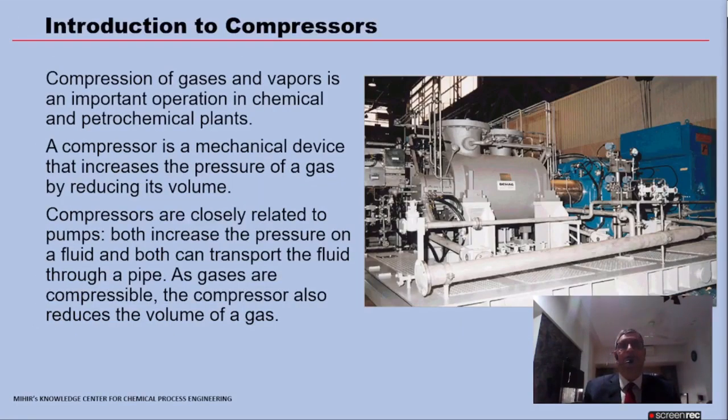Introduction to compressors. Compression of gases and vapors is an important operation in chemical and petrochemical plants. A compressor is a mechanical device that increases the pressure of a gas by reducing its volume. Compressors are closely related to pumps. Both increase the pressure on a fluid and both can transport the fluid through a pipe. As gases are compressible, the compressor also reduces the volume of a gas. On the right you can see a large compressor.